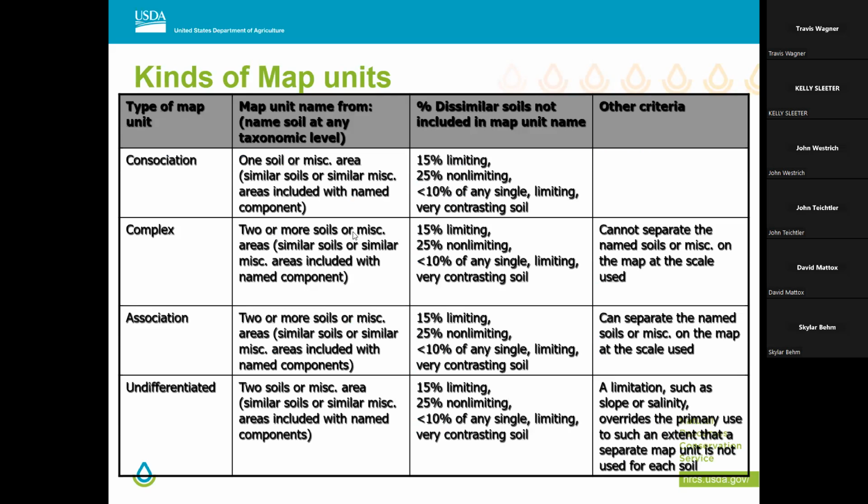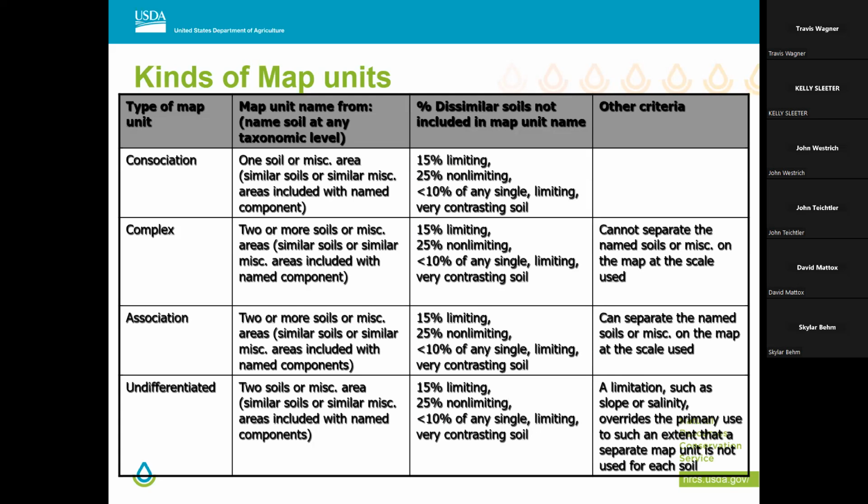So this is just another breakdown of typically how they distinguish and those levels of detail on where, in a consociation, these are the limiting factors. So if you had a consociation with 15% rock outcrop, that would actually get kicked down to a complex. Even though it's only 15% or 10%, that's still enough in there because it's so drastically limiting versus what the typical soil is in that map unit. So typically with those very contrasting soils, it has to be less than 10%.